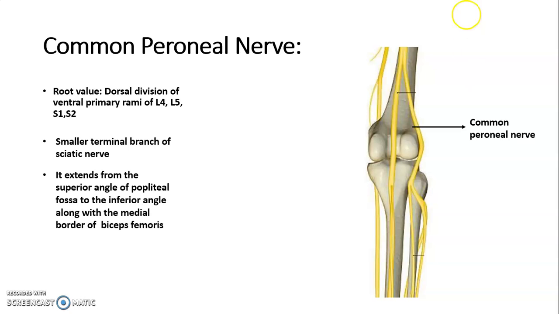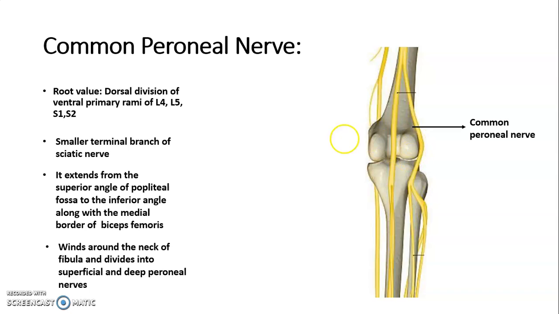It extends from the superior angle of the popliteal fossa to the inferior angle of the popliteal fossa, but it runs obliquely along the medial border of the biceps femoris muscle, and I have already shown you in the previous pictures the relation of common peroneal nerve to the biceps femoris and the popliteal vessels and tibial nerve. So you can go back and once again go through those relations.